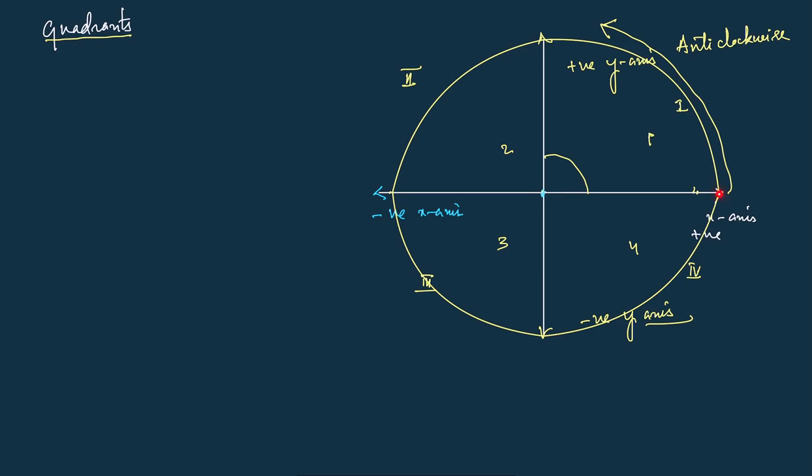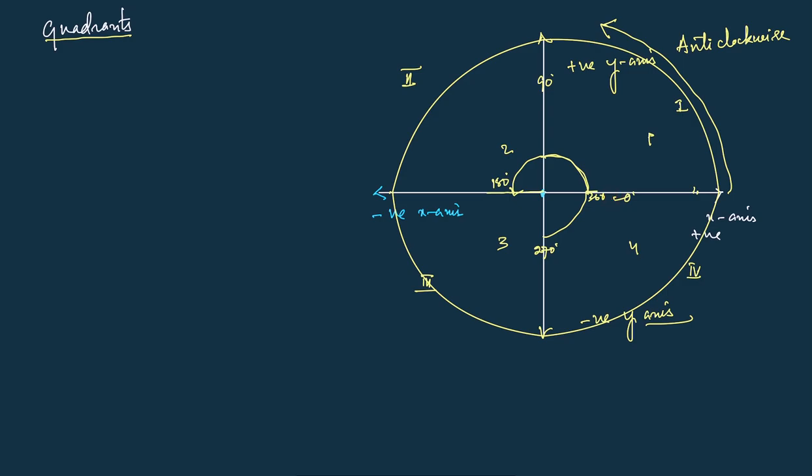So if you are starting from zero and you are going in this direction, anti-clockwise, then up to here it is 90 degree. From here to here, it is 90 degree. Then from 90 to here, it is 180 degree, okay? And here to here, it is 270 degree. And from here to here, again, it is 360 degree, but it is equal to 0 degree again. First quadrant is from 0 to 90. Second quadrant is from 90 to 180. Third quadrant is from 180 to 270. And fourth quadrant is from 270 to 360. So this is in degree.